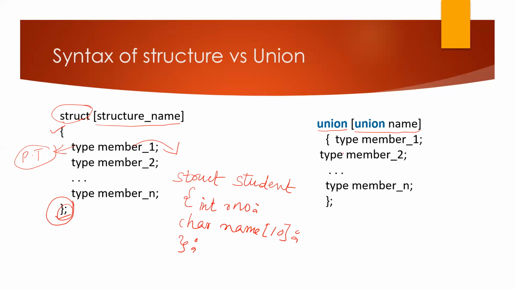Similarly, union also. In case of syntax, both are the same. Even you can write union similarly. Union student1, int roll number and char name of 20. So this is called the syntax of a structure.